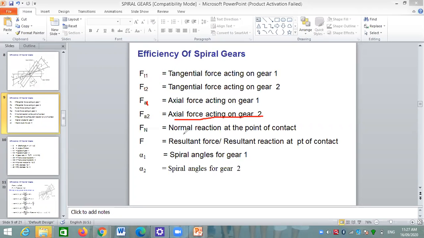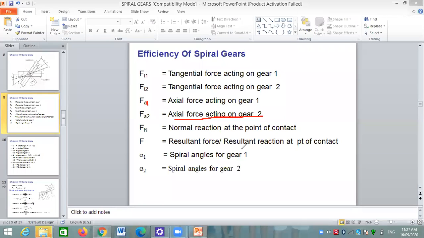FN is the normal reaction at the point of contact. What is FN? FN is the normal reaction which is acting at the point of contact. F is the resultant force or resultant reaction at the point of contact. Alpha 1 is the spiral angle for gear 1.